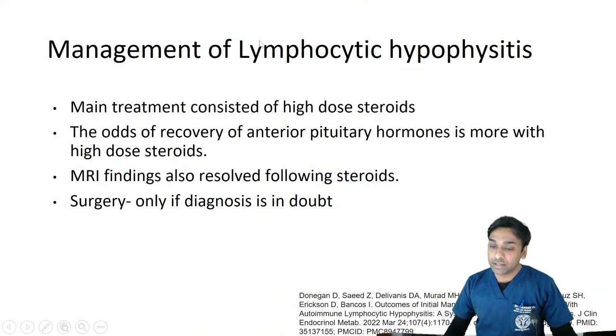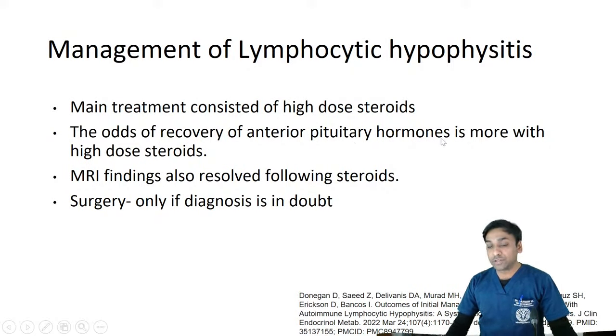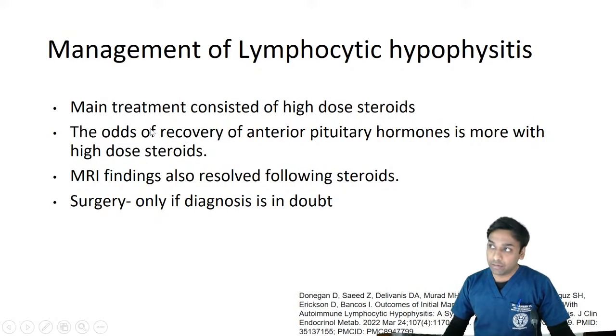In this case, for management of lymphocytic hypophysitis, the main treatment is high-dose steroids. It is to be mentioned that it is a rare case, and there are very few reports regarding lymphocytic hypophysitis. The odds of recovery of anterior pituitary hormones are higher with high-dose steroids, and MRI findings in this patient also resolved with steroids. Surgery, as in this case, is to be proceeded with only if the diagnosis is in doubt.